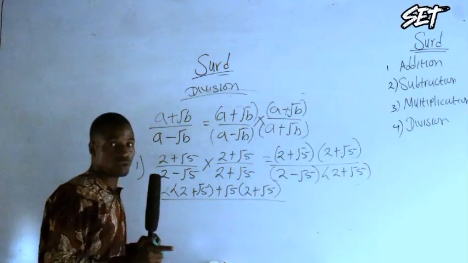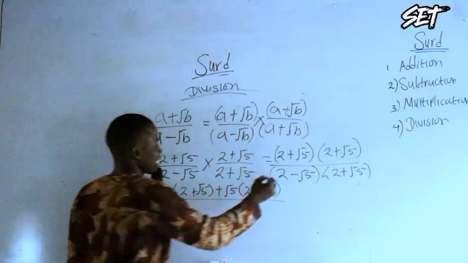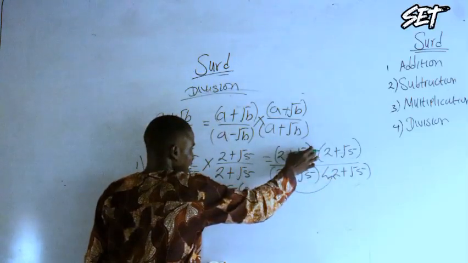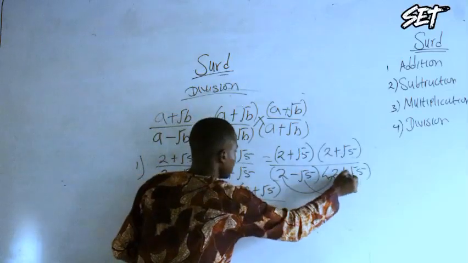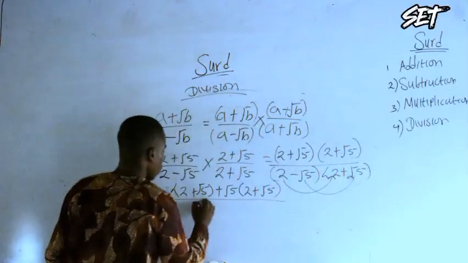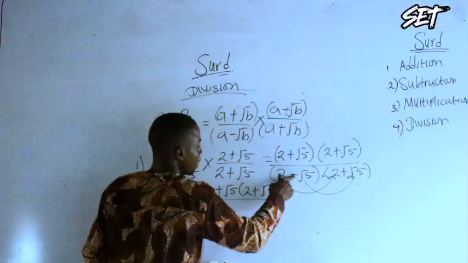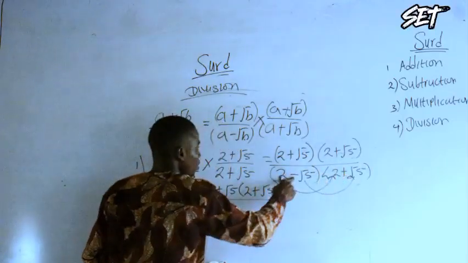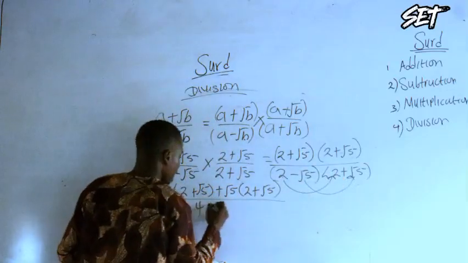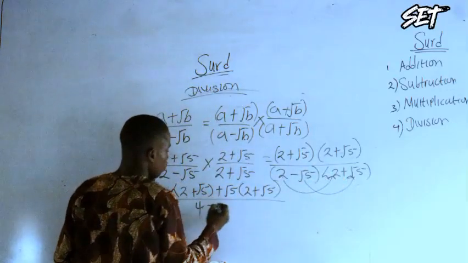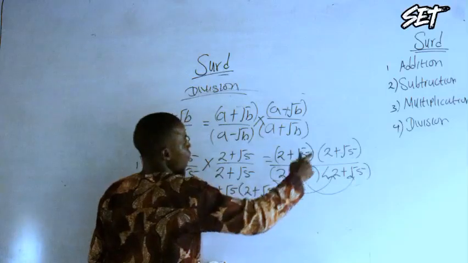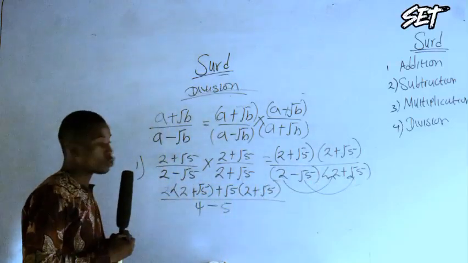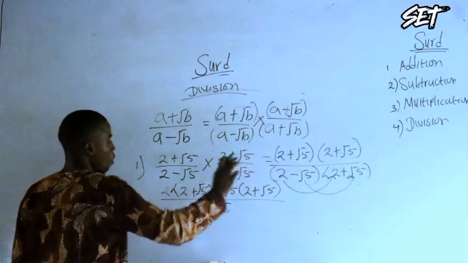But the down, when you are turning the down, I want you to notice, just turn this one by this. You don't need to do more. Don't turn it the way you turn it up, and turn this one by this. 2 times 2, 4. Now, minus times plus. Minus times plus, that's the way. Minus times plus is what? Minus. And root 5 times root 5 is what? 5. Now, you open the bracket.